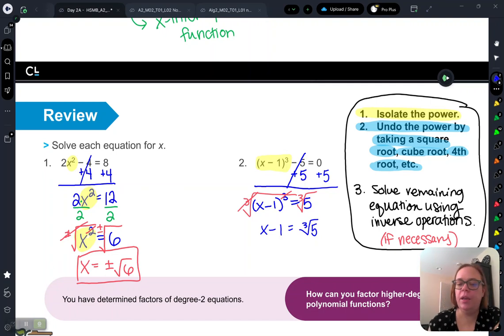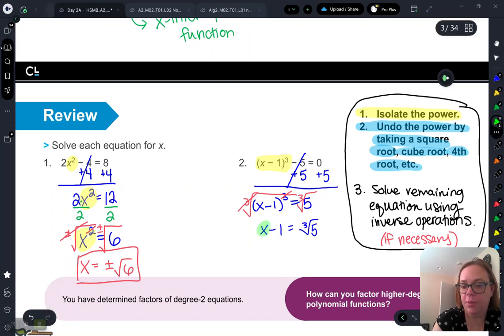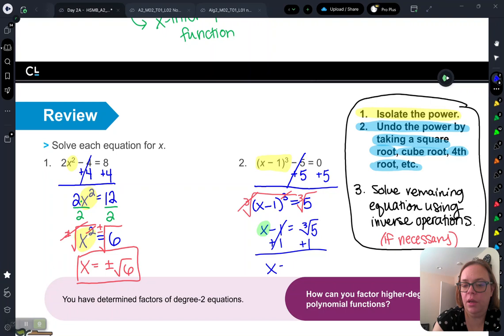Now we have this extra step we have to do. We have to solve the remaining equation for x by using inverse operations. So x is not alone. We've got to get rid of this minus 1, so let's add 1 to both sides. Now when you add 1 here, it cancels. But when you add 1 to the right, it doesn't become like the cube root of 6. A cube root of 5 and a 1 are completely different terms.